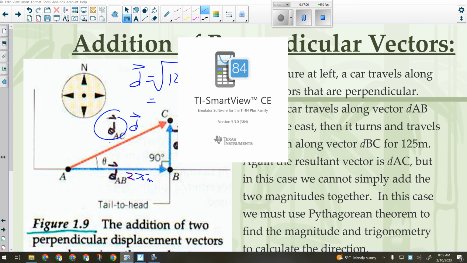But my resultant is a vector quantity. So I also need a what? How am I going to get that direction?